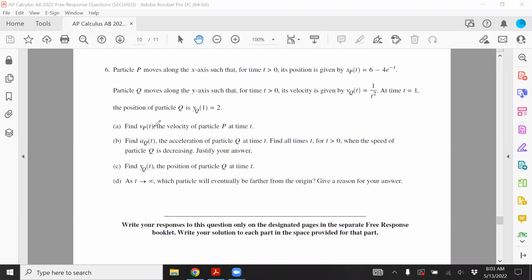So first off, part A is asking find the velocity of P. That's just going to be the derivative, which is not that hard. You get 0 minus 4e^(-t), but then there's a chain rule times -1, so you get positive 4e^(-t). And that's all. That's probably 1 point. Part B is asking find the acceleration, so it's going to be the derivative of the velocity.